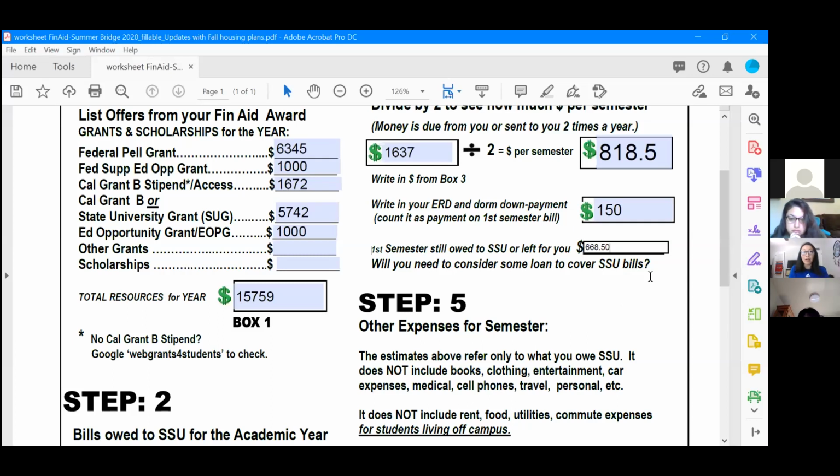Okay, now for spring semester, you're going to owe this $818.50 because, again, you didn't put any money up front, right? And so just know that for spring, that amount will be the full $818.50. Erica, would you like to add anything in there?